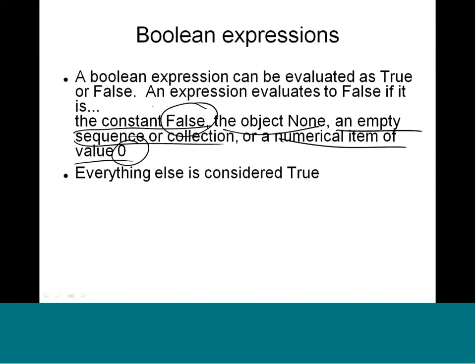You have also the constant False that we saw earlier. If the boolean expression evaluates to False, then it returns False. If the object is None, it again returns False. If it has an empty sequence or a collection, it returns False. And finally any numerical value of 0 is also returned as False. Everything else other than these 4 conditions is True for the boolean expression.